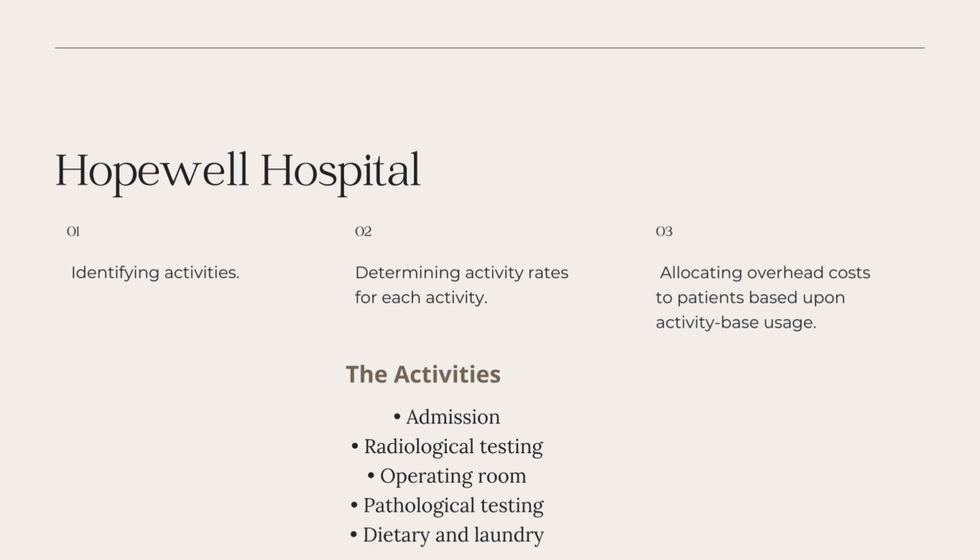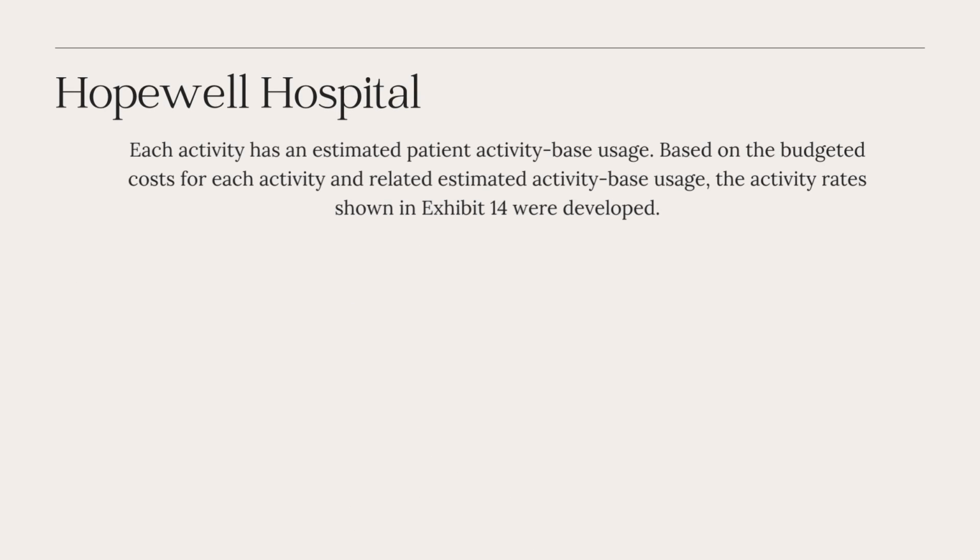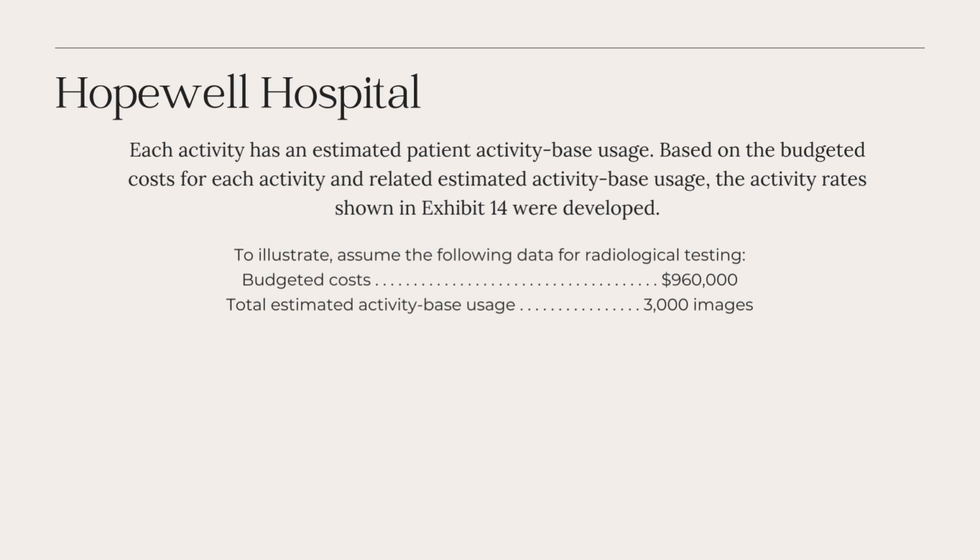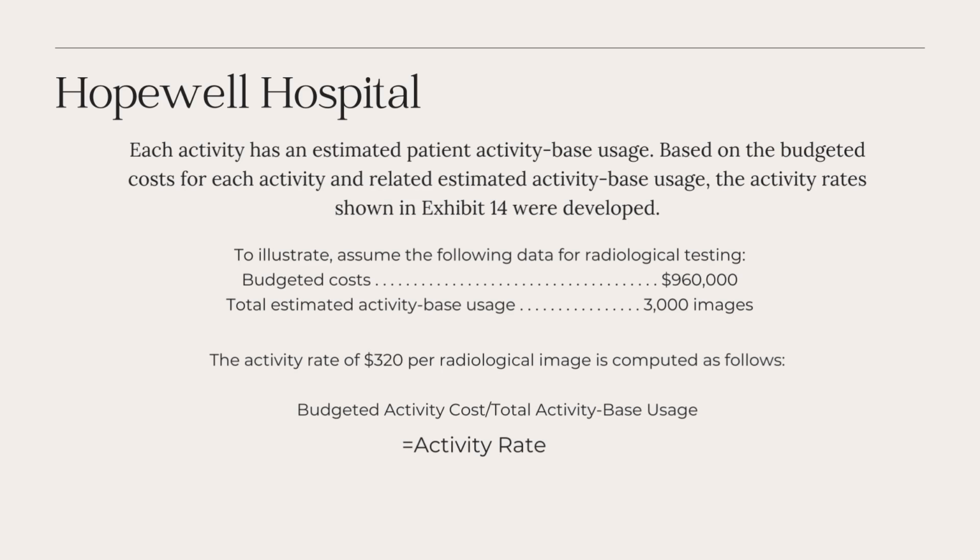Hopewell Hospital offers the activities: admission, radiological testing, operating room, pathological testing, and dietary and laundry. Each activity has an estimated patient activity-based usage. Based on the budgeted costs for each activity and related estimated activity-based usage, the activity rates shown in Exhibit 14 were developed. To illustrate, assume the following data for radiological testing. The budgeted cost is $960,000. The total estimated activity-based usage is 3,000 images. The activity rate of $320 per radiological image is computed as follows.